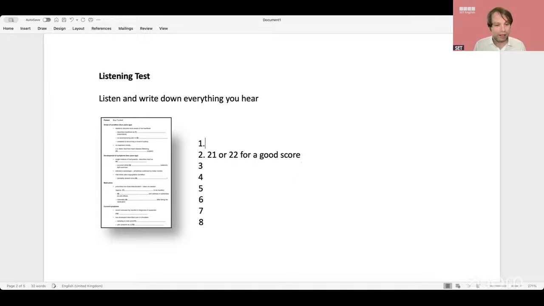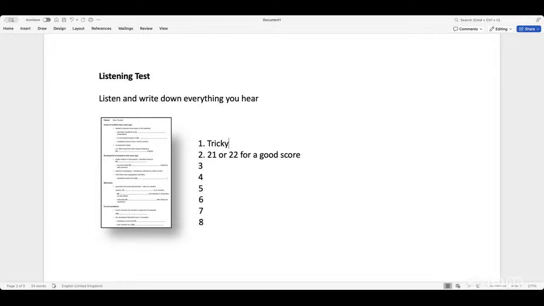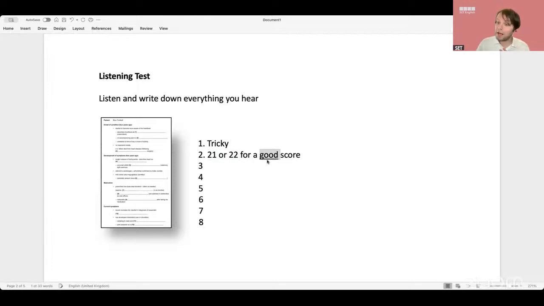Tricky. T-R-I-C-K. Why? What does it mean, Hussein? What does tricky mean? Challengeable? Oh, difficult? Difficult. Okay. So it can be tricky, can be difficult. There's 21 or 22 for a good score, I think, in my opinion.